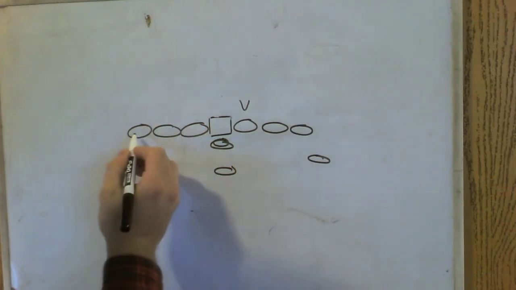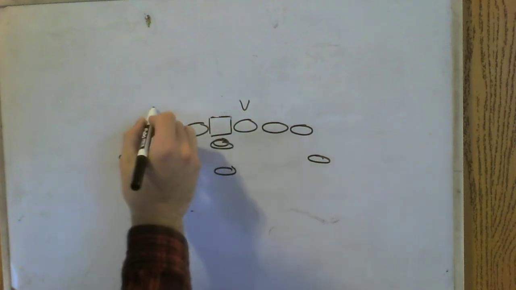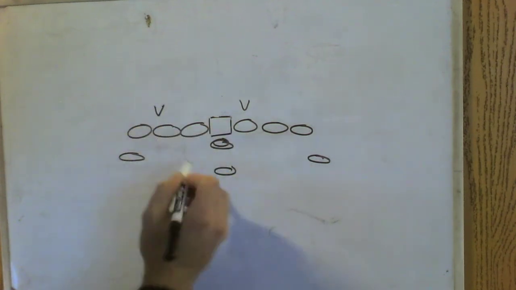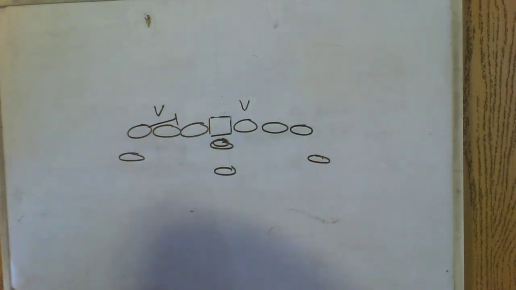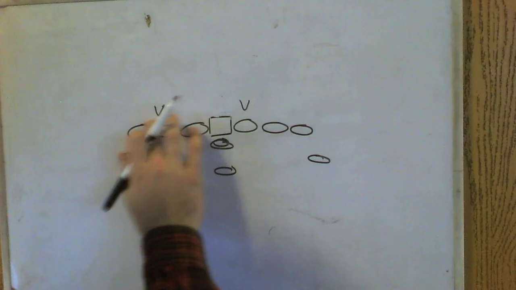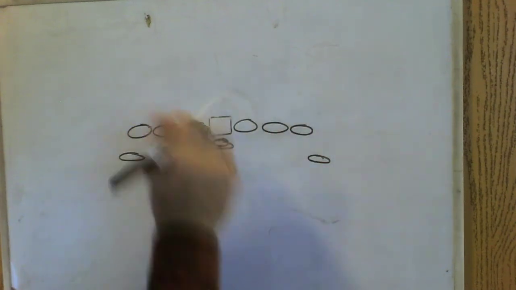This tight end might have a cut responsibility. Maybe he's responsible for cutting a backside tackle. By using these tight splits, he can easily get across and cut that defender a lot easier because he's a lot closer. So those are reasons to use tight splits.